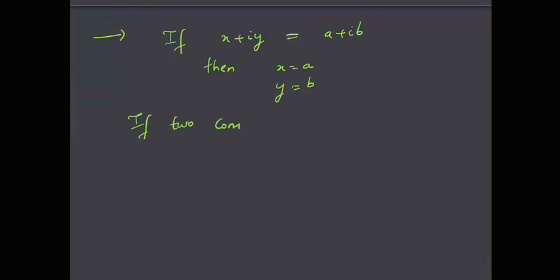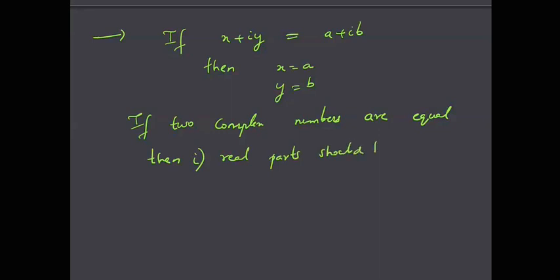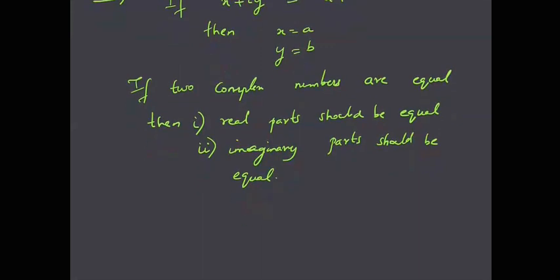Say now there is one more thing, that if two complex numbers are equal, say x plus iota y is equal to a plus iota b, then this is true if and only if x is equal to a and y is equal to b. That is, their real parts and imaginary parts should both be equal. So if two complex numbers are equal, then their real and imaginary parts should be equal. First condition, real parts should be equal. And second condition, imaginary parts should be equal.